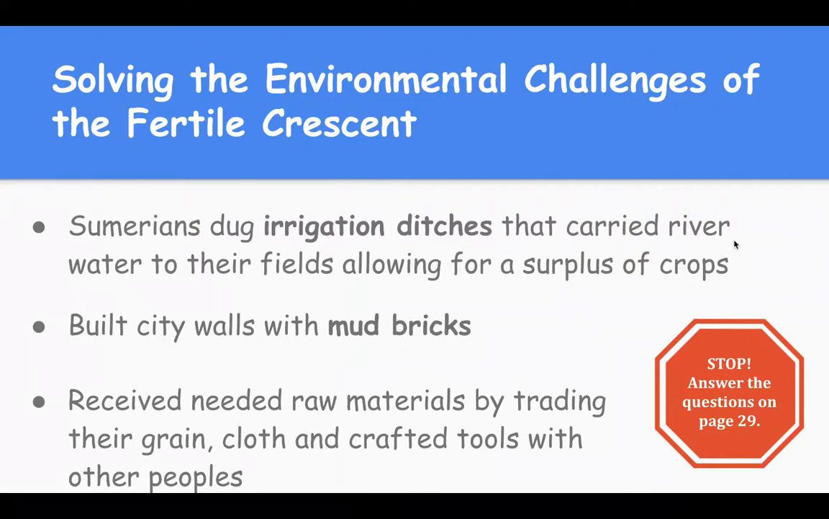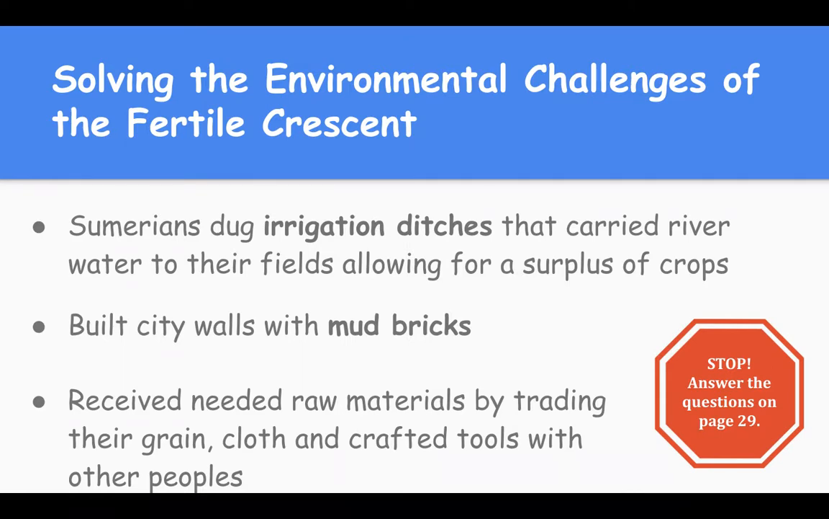So what they would do is trade their crops and also cloth and other tools with other people for their food and their raw materials. So that's how they were able to get the raw materials that they weren't able to grow or find naturally.